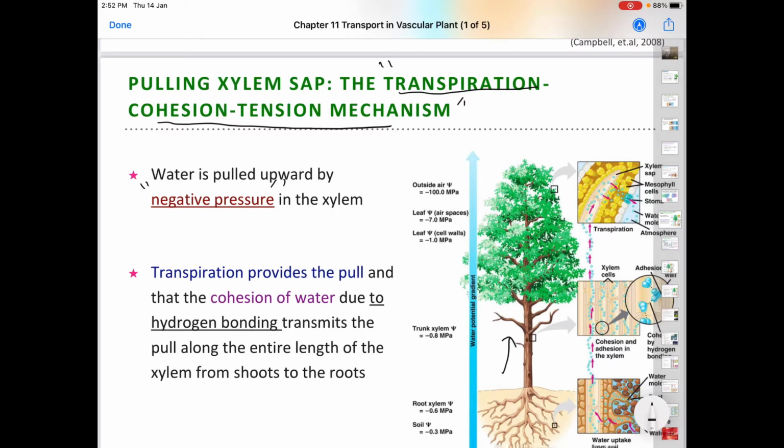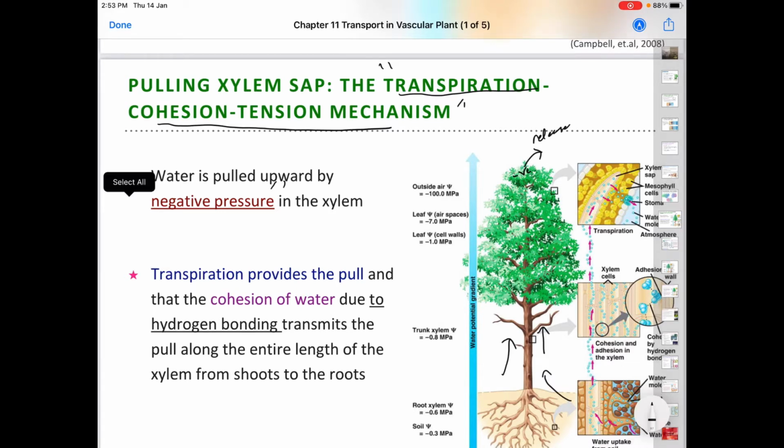If you still remember the process of transpiration that occurs through the stomata, when the water is released out from the plant, the released water must be replaced by other water. Because of this, it creates some pressure. That is the negative pressure inside the plant, or more specifically inside the xylem of the plant, built up due to the transpiration process.